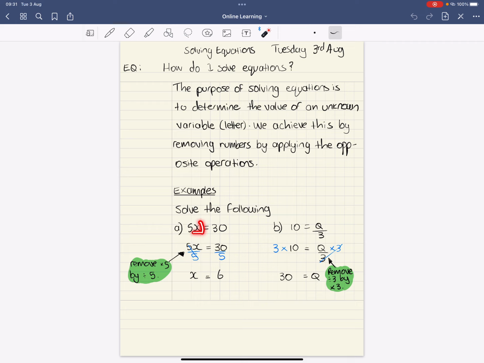In this one here, we're trying to solve for what x is. Essentially 5 times what gives you an answer of 30? If you can use your general maths knowledge or your intuition, you'll know that x is 6. So we can work that out algebraically. And on the other side, for question B, 10 equals what divided by 3? What must q be in order for this answer to equal 10? That has to be 30, because 30 divided by 3 does equal 10. But again, we're going to do it algebraically.